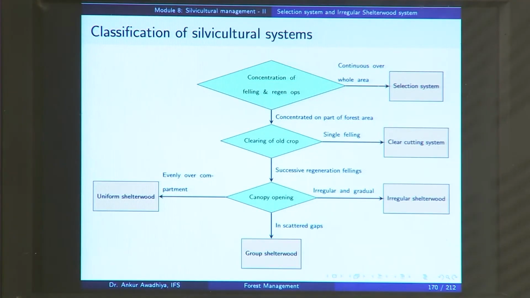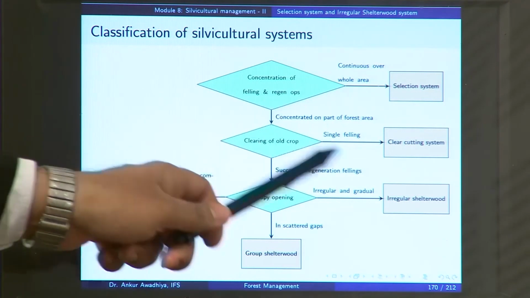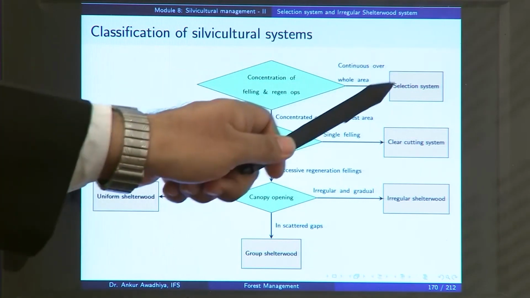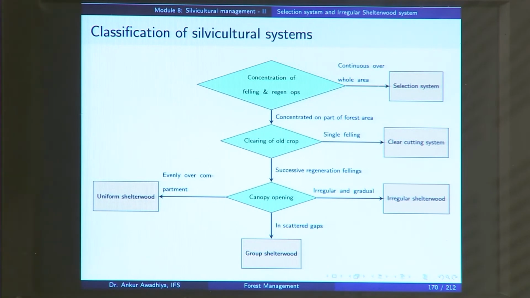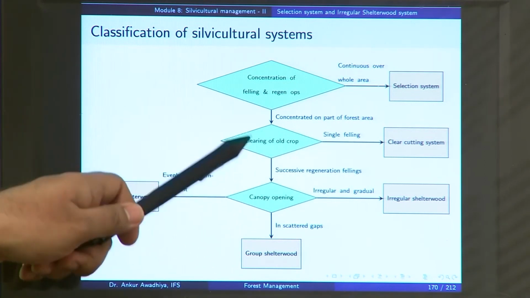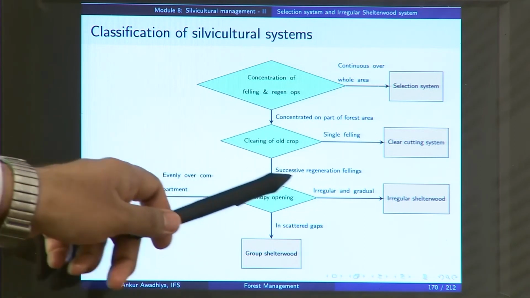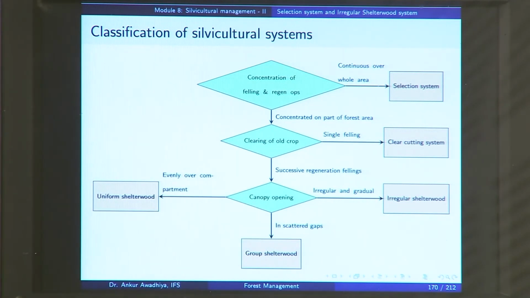So, here we have the irregular Shelterwood system in the flow chart. How do we reach an irregular Shelterwood system? The first question is concentration of felling and regeneration operations, and in the case of the irregular Shelterwood system, they are concentrated on part of the forest. So, you are not doing it in the whole area as in the selection system, you are concentrating it on part of a forest. The clearing of the old crop happens in successive regeneration fellings as in the case of other Shelterwood systems, and the canopy opening is done in an irregular and gradual manner, and in that case you have an irregular Shelterwood system.